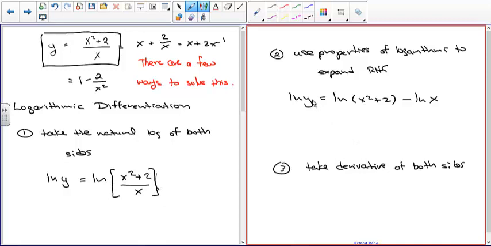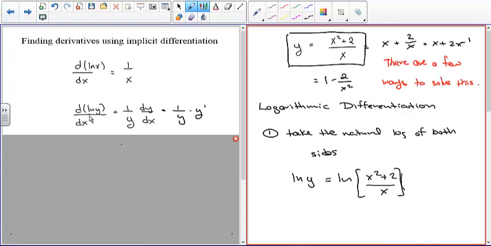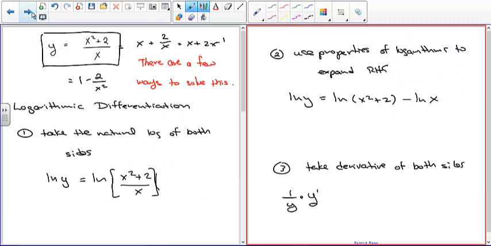The next thing you do is you take the derivative of both sides. So the derivative of the natural log of y is 1 over y, but because it is implicit differentiation, I have to multiply by y prime. We saw that just 2 slides ago here. The derivative of the natural log of y is 1 over y times y prime. And that's always the case.